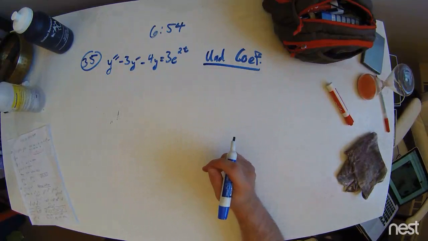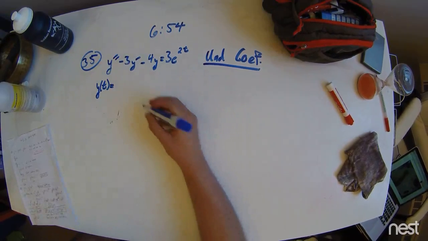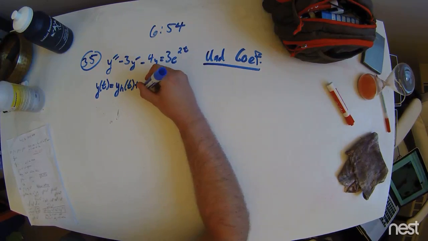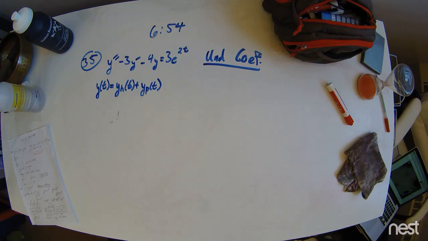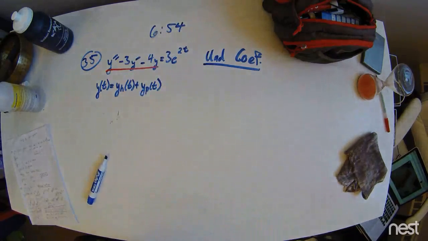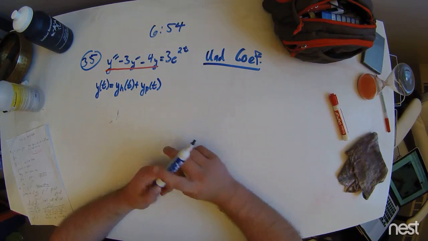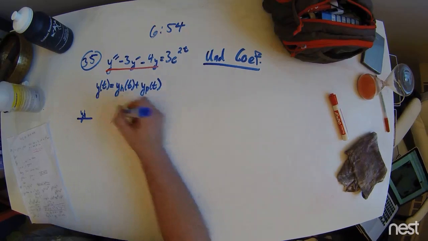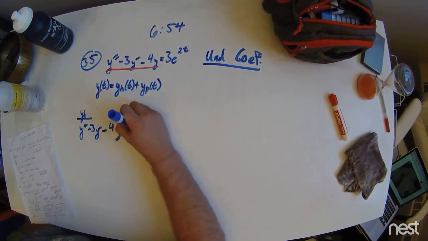Now, as you know in class, a single solution y of t is the linear combination of the homogeneous solution yh of t plus the particular solution yp of t. Now, y homogeneous is just setting the equation up above, y double prime minus 3y prime minus 4y, equal to some constant, and that constant being 0, in order for it to satisfy the homogeneity of the system. So, y homogeneous: y double prime minus 3y prime minus 4y equals 0.